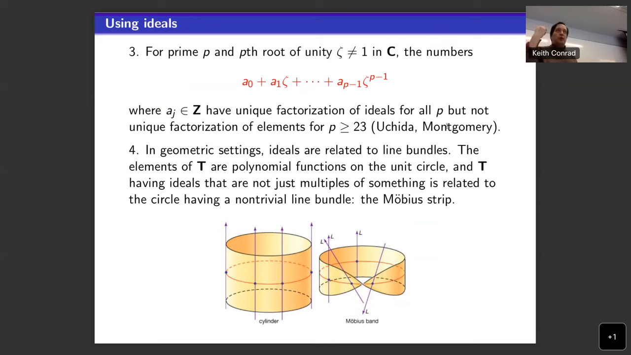And this phenomenon in geometry turns out to be equivalent to the phenomenon in algebra of having an ideal that doesn't have an individual generator.